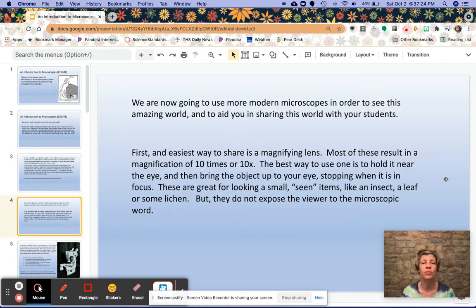We're now going to use more modern microscopes in order to see this amazing world and to aid you in sharing this world with your students. First and easiest way to share is a magnifying glass. Most of these result in a magnification of 10 times or 10x. The best way to see one is to hold it near the eye, then bring the object up to your eye, stopping when it is in focus. These are great for looking at small, seen items like an insect, a leaf, or some lichen, but they do not expose the viewer to the microscopic world.